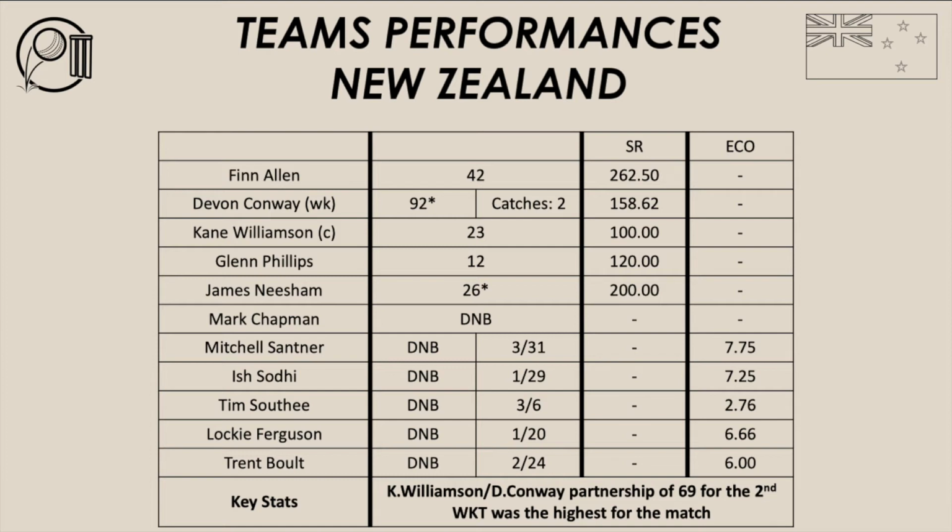As I said, they didn't lose wickets at regular intervals, which really helped them. They built partnerships nicely. 56 for the first wicket between Allen and Conway, 69 for the second wicket between Williamson and Conway, 48 unbeaten for the fourth wicket between Neesham and Conway. Were all good partnerships for New Zealand and helped them to reach that 200 plus score, which really put them in a good position in this game.